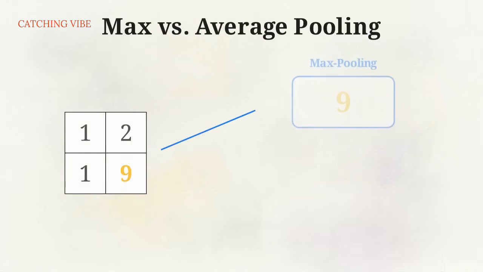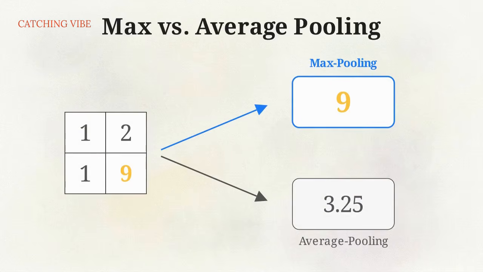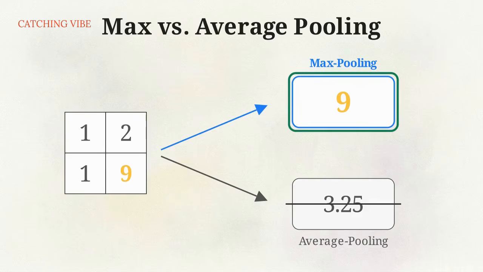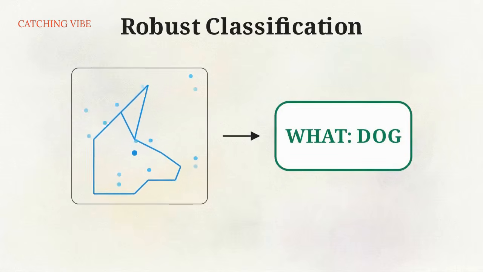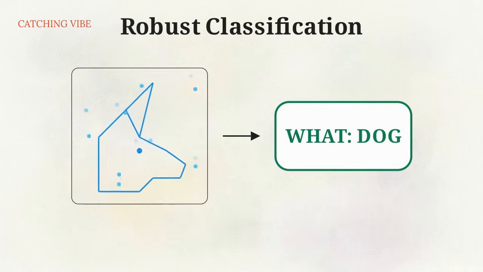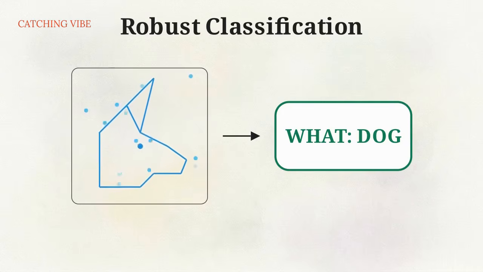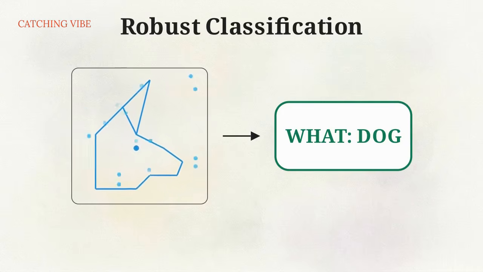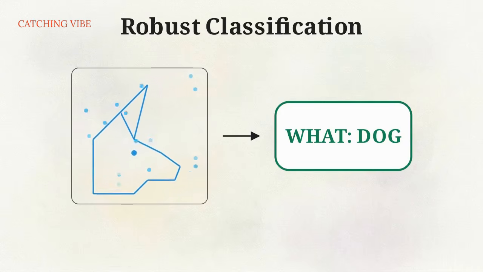Choosing the maximum value is essential for maintaining sharp details. While averaging those numbers would produce a muted mid-range value, max pooling preserves the most intense signal. By focusing on the what instead of the exact where, the model becomes resilient to distortions and less likely to overfit on the specific noise of a single dataset.